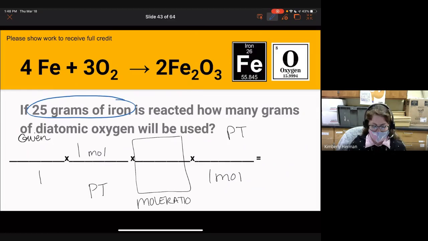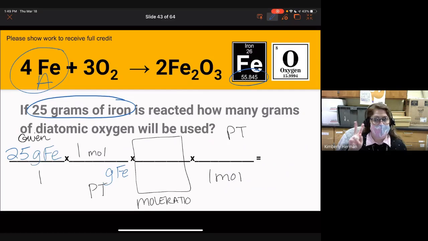So we have 25 grams of iron. That's going to be my A and my starting point. So I'm going to write 25 g of Fe. Then I need g of Fe to come to the bottom. So I find Fe, I rounded to 2 decimal places, so I'm going to have 55.85 there, and then I have mole of Fe.